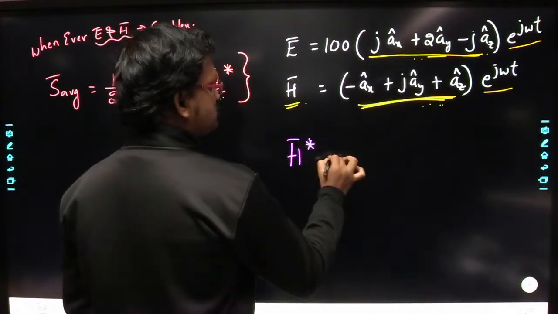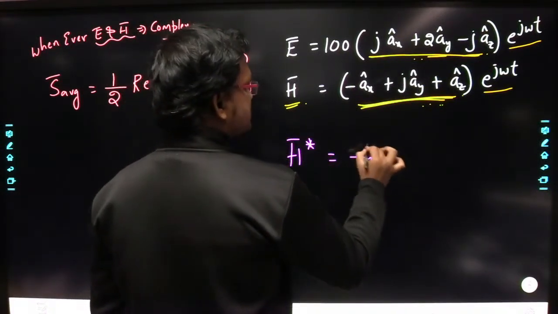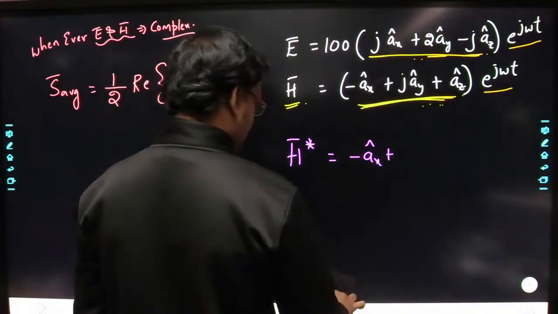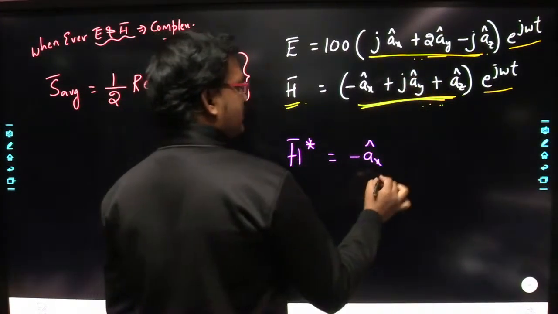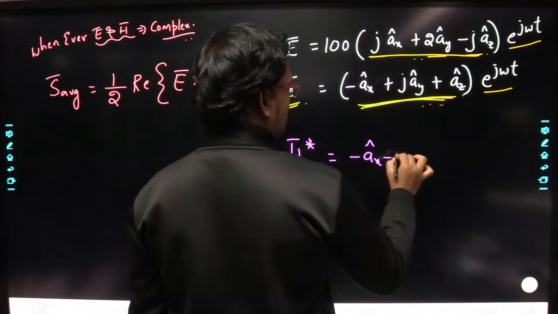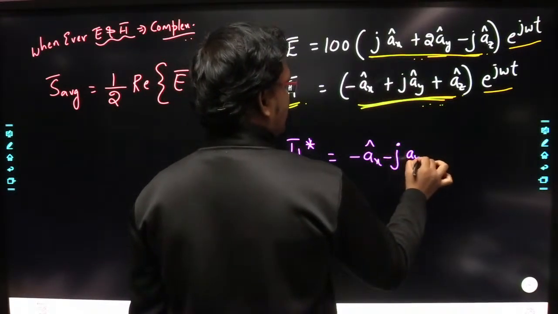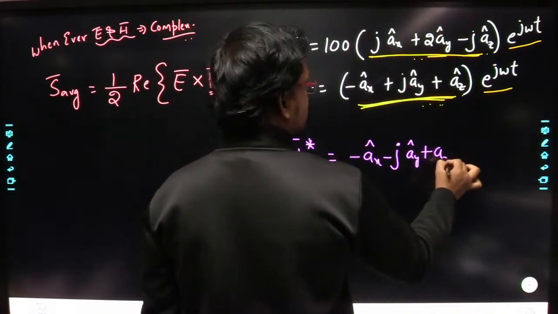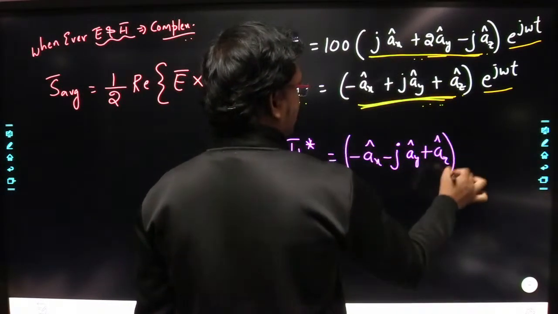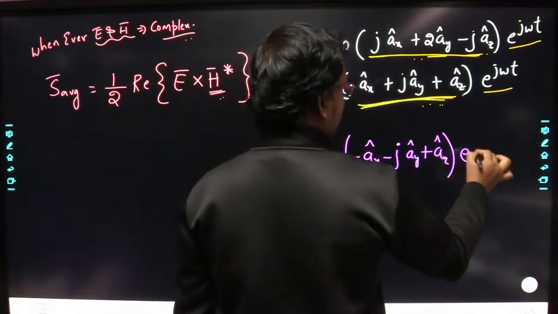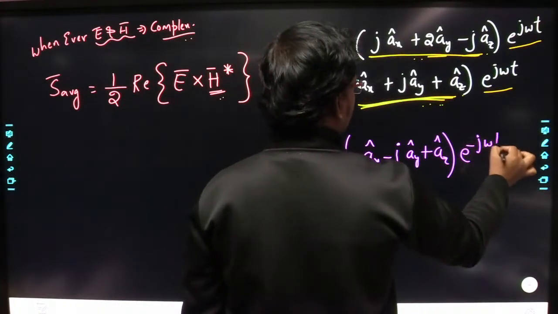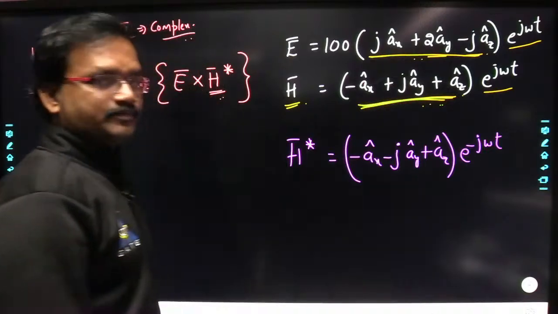So H bar conjugate is equal to minus ax cap, and here you are having j, so wherever you are having j, just replace with minus j: minus j ay cap plus az cap, multiplied by, here you are having e power j omega t, so for conjugate you have to replace j with minus j, so you are going to get e power minus j omega t.